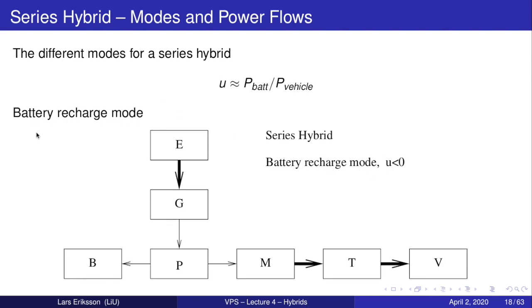The next mode is battery recharge mode. When we're recharging the battery, we're taking fuel energy to drive the vehicle and also to recharge the battery so that we can increase the state of charge and at a later stage drive all electric. Then we have the hybrid drive mode, where we are taking the power both from the combustion engine side and from the battery to drive the vehicle forward. And in this case, U is bigger than 0 and less than 1 because the battery is not providing all the energy, but it's helping the combustion engine. Or you can see it as the battery gets help from the combustion engine.